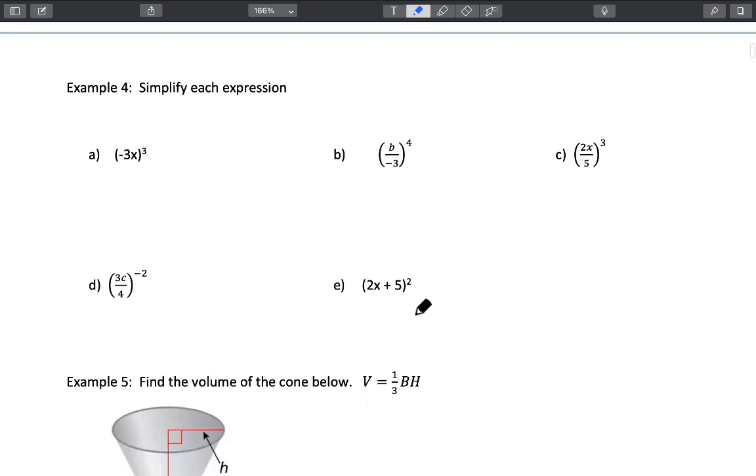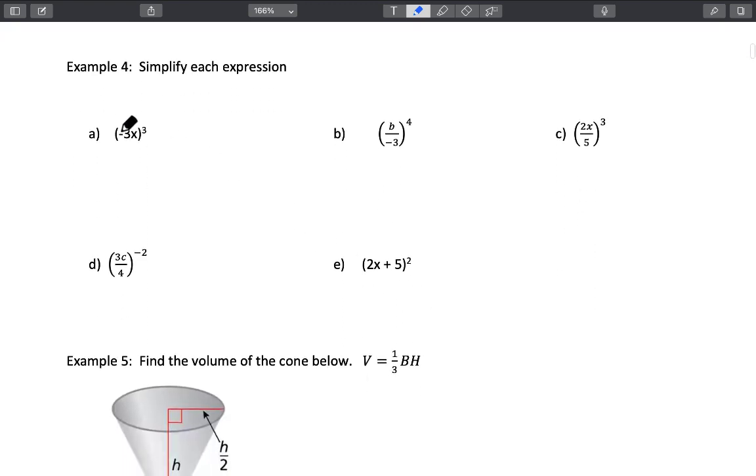All right, simplify each of the following expressions. We have a product here, negative 3 times x, that's being raised to the third power. Keep in mind that this is the same thing as saying negative 3x times negative 3x times negative 3x, which is why we can write this as negative 3 cubed times x cubed. When I cube a negative 3, that's a negative times a negative times a negative, which is a negative 27x cubed.